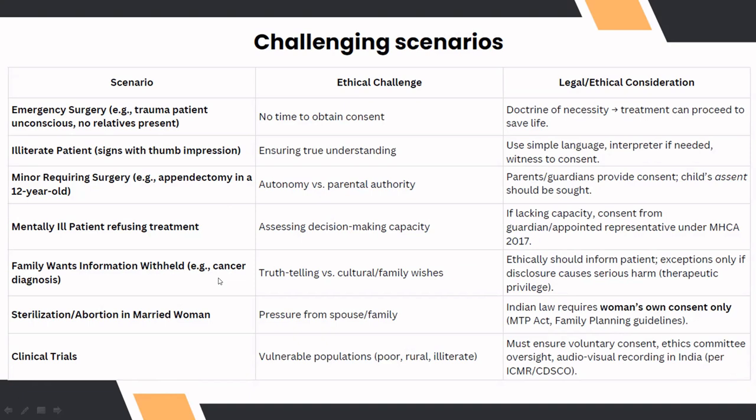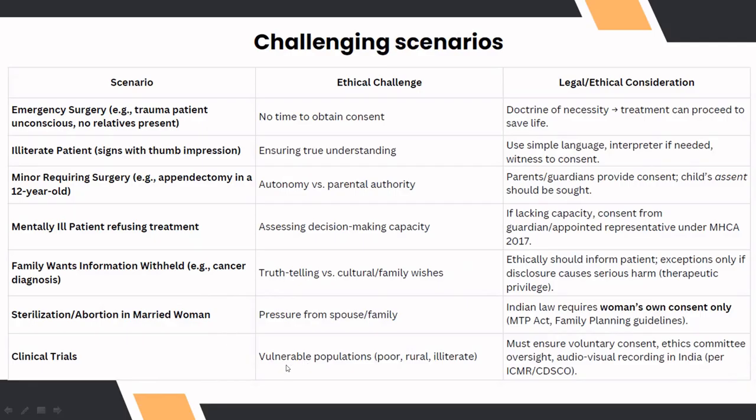Family wants to withhold information. This is a very gray area, truth telling versus family wishes. Ethically, it is very important that you inform the patient, but if it causes a serious harm to the patient, then you may not disclose. Okay. Abortion in married women, as per the MTP Act, only the woman's consent is required. So that is something that you need to remember.